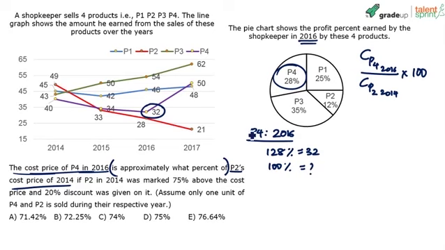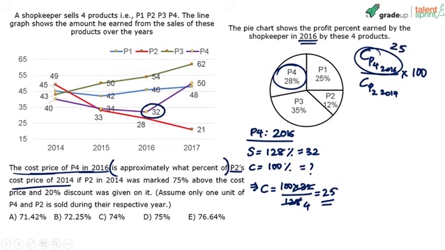So for product 4 in 2016, selling price is 128% because profit is 28%. Cost price is equal to what? If I cross multiply, cost price will come out to be 100 into 32 by 128. This goes simply 4 times, so 25 is the value. So this is equal to 25.